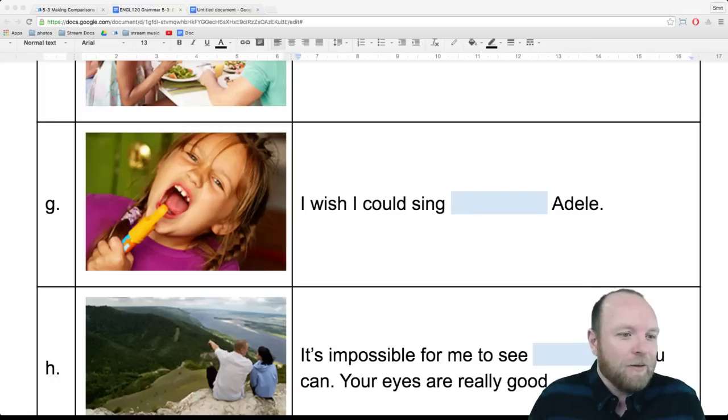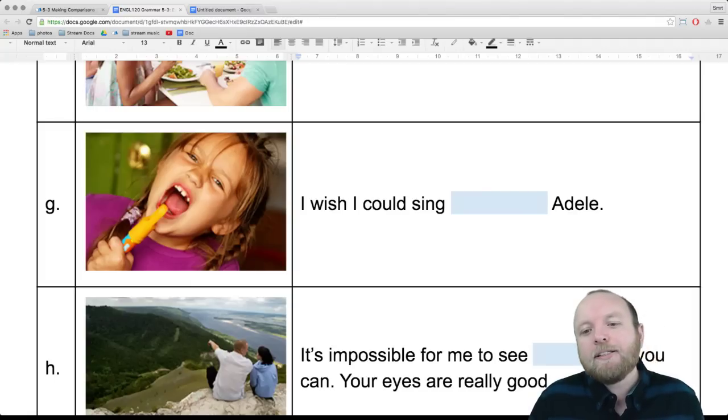Okay. So Sabrina, G. I wish I could sing. And Sabrina's answer is as good as. Sabrina, sing is a normal verb. It's not a linking verb. So that means we need an adverb. So how do we say adverb for good? We say well, right? So Kamalion Demar, I don't know how to say that name, I'm sorry. As well as, good job.